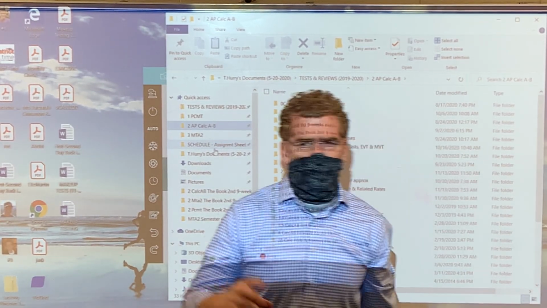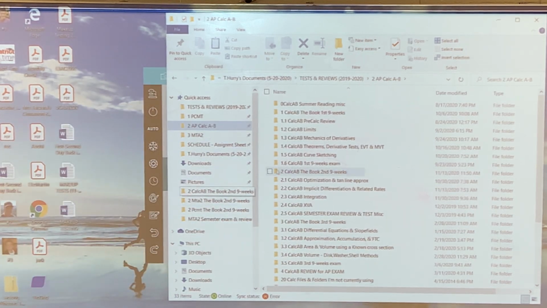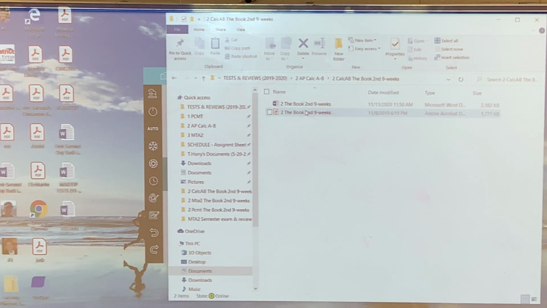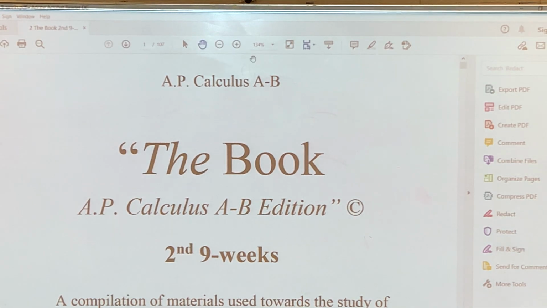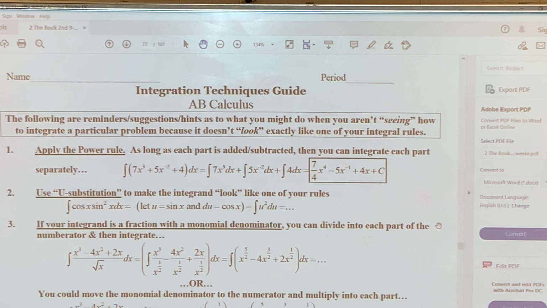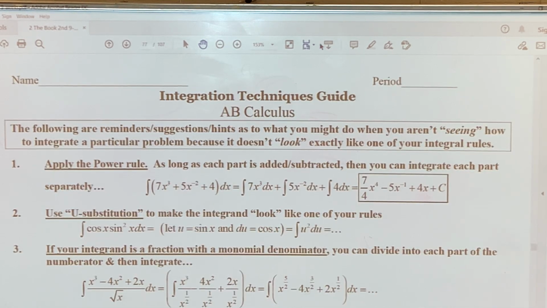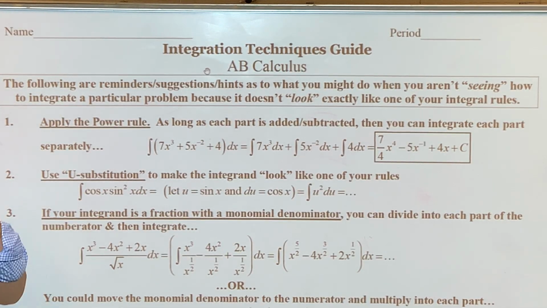All right, so if you're on, I think, page 77, there's an integration techniques guide. So, this integration techniques guide is kind of, I don't know what to tell you at this point.